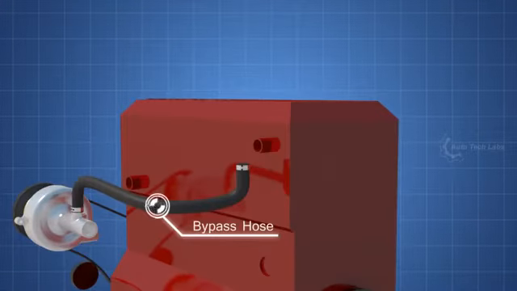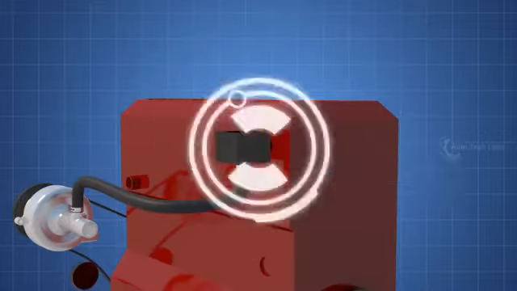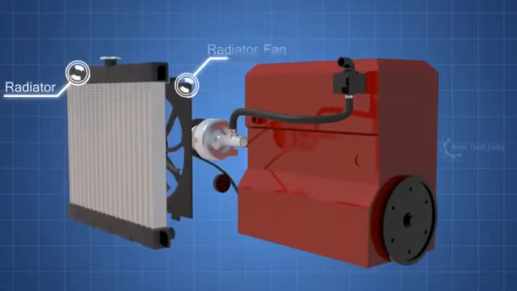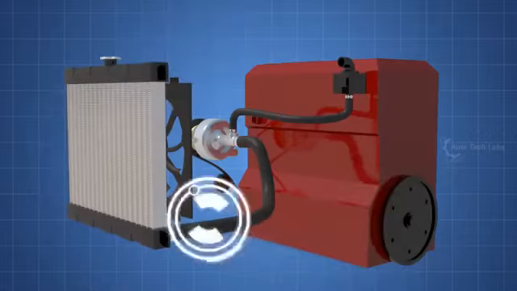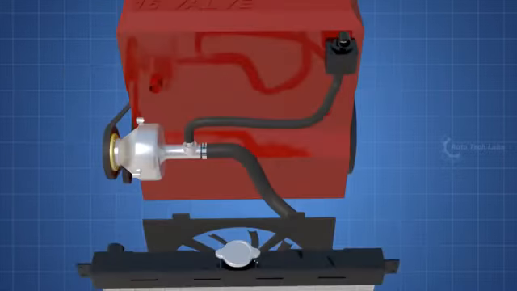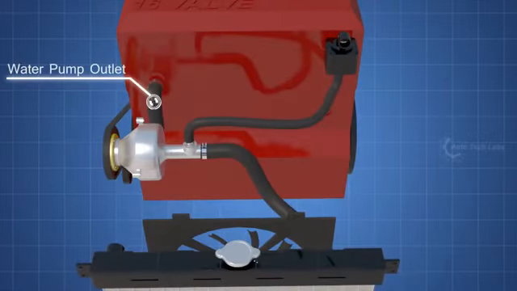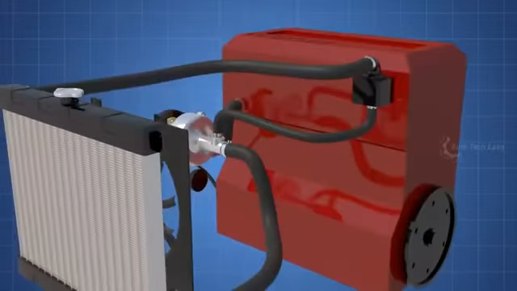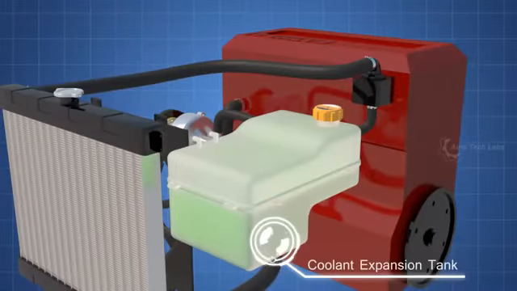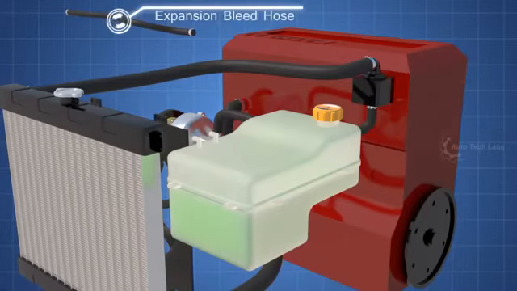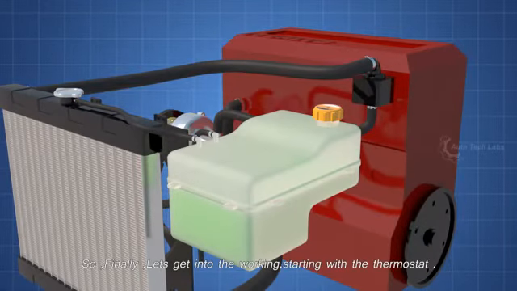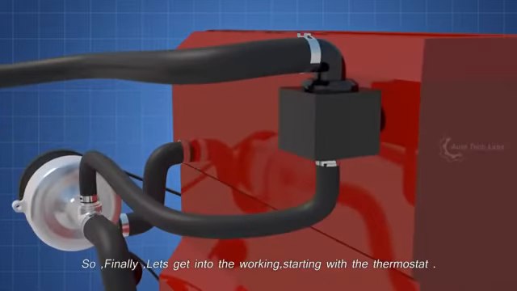The thermostat bypass hose. The thermostat housing. Inside the thermostat, the radiator, and the radiator fan. The lower radiator hose. The water pump outlet hose. The upper radiator hose. The coolant expansion tank. The expansion bleed hose. Coolant overflow hose.